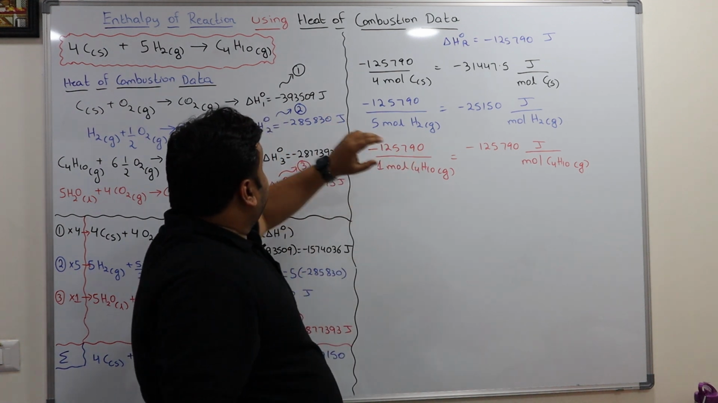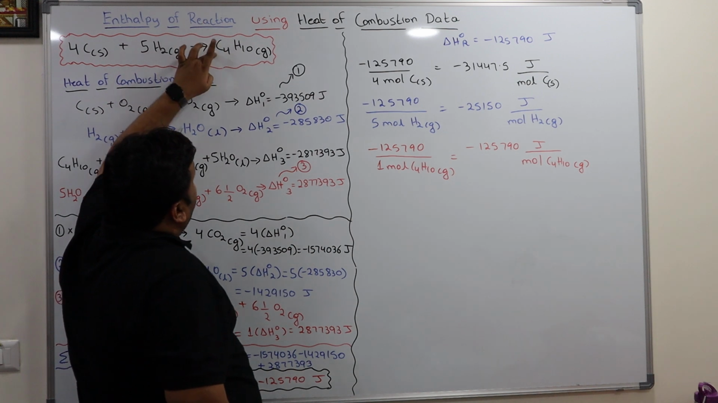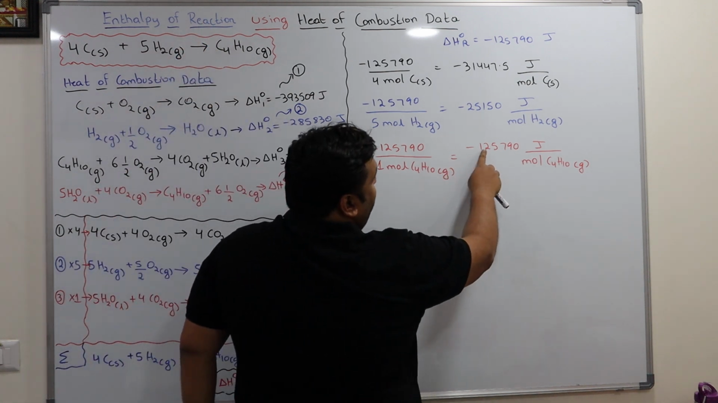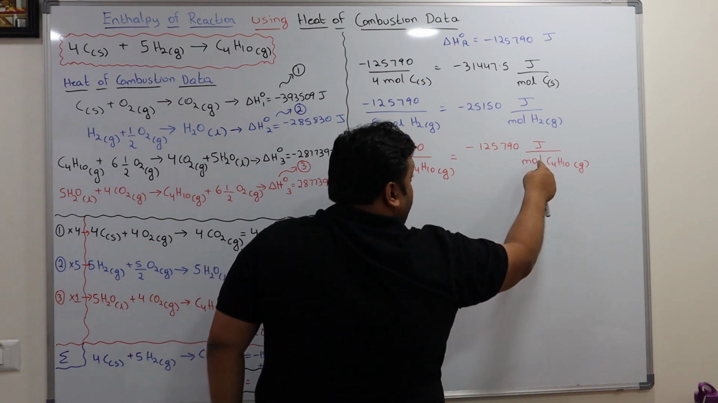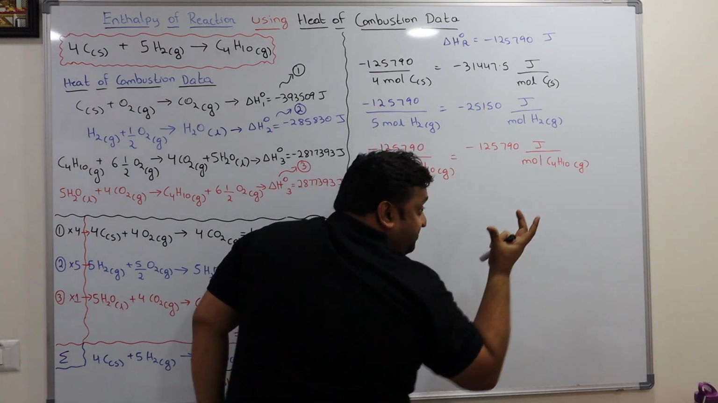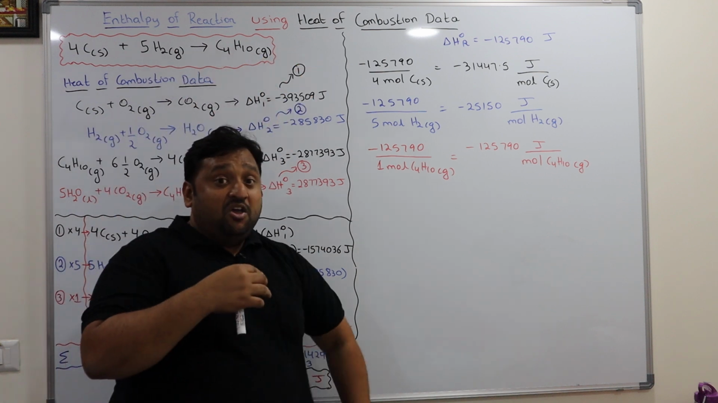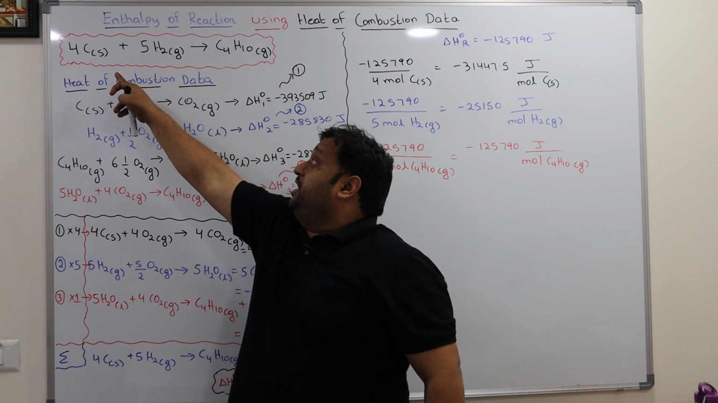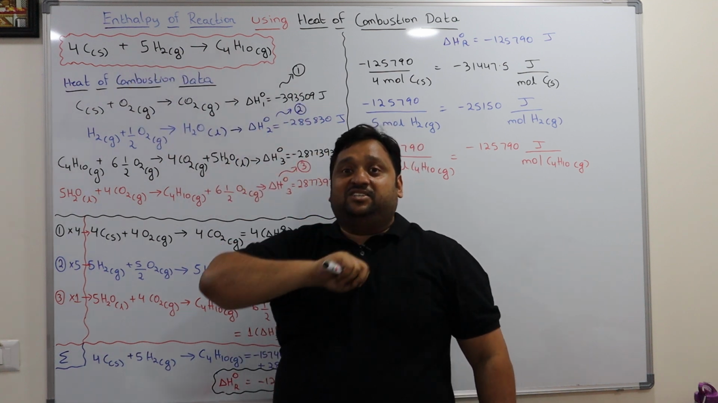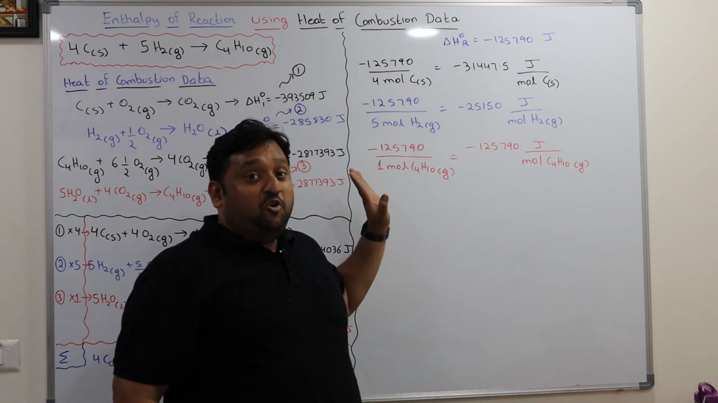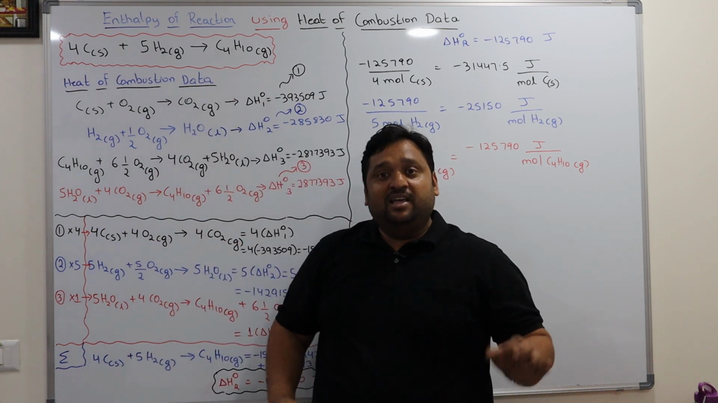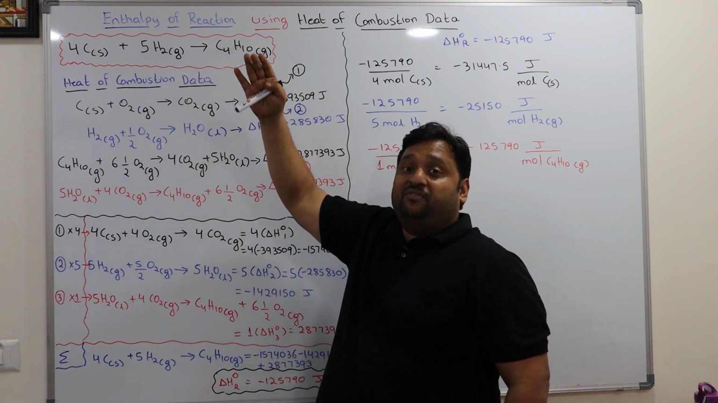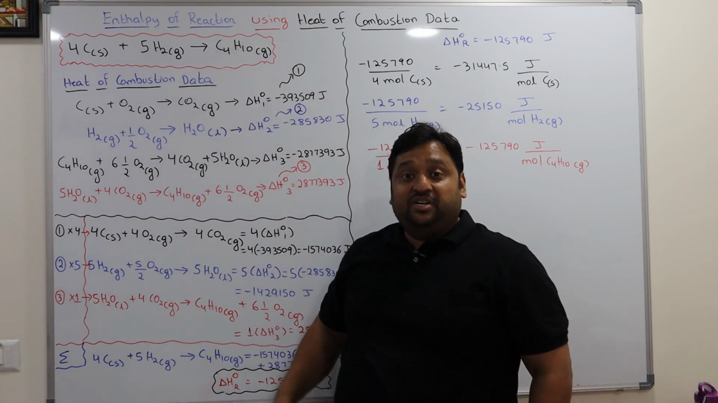Minus 125790 for every 1 mole of C4H10 formed. That means minus 125790 joules per mole of C4H10 forming in this reaction. That is how we have to represent this total energy in the form of individual components in the reaction. I hope this simple example explains how to find the enthalpy of reaction using heat of combustion data.